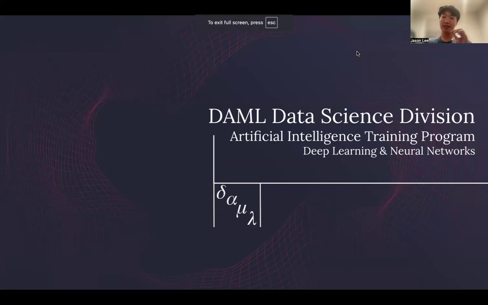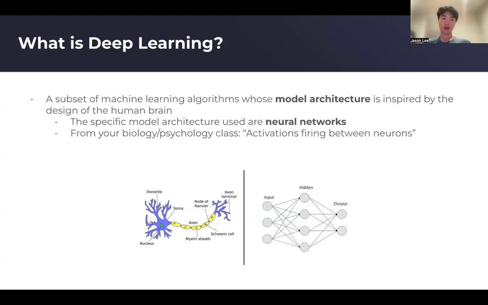Hey everyone. So for this week, we're going to be focusing on deep learning and neural networks. So what is deep learning? Deep learning is a subset of machine learning where the model architecture is inspired by the design of the human brain. And the specific model architecture is called neural networks.